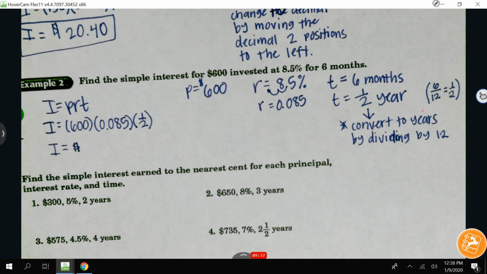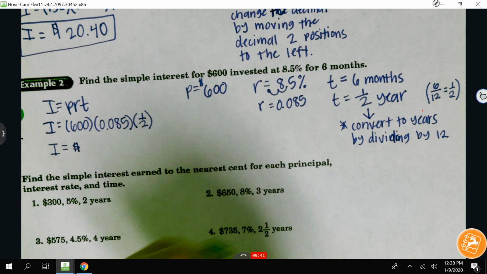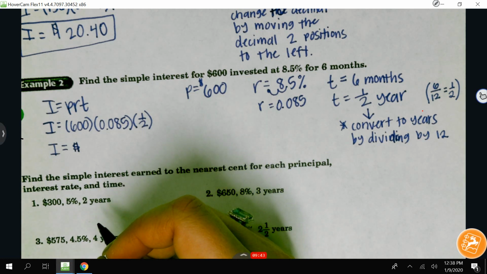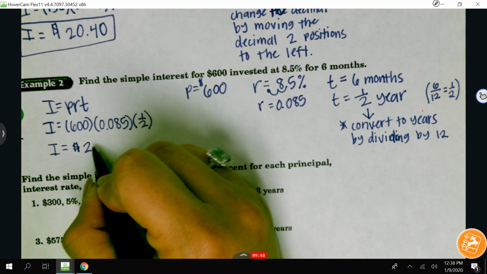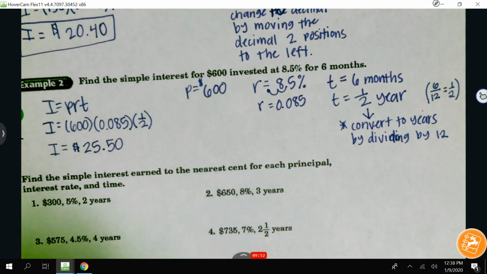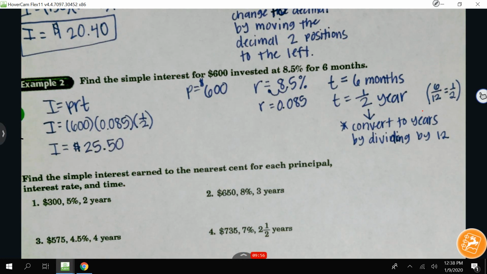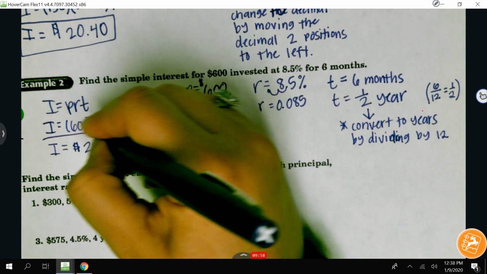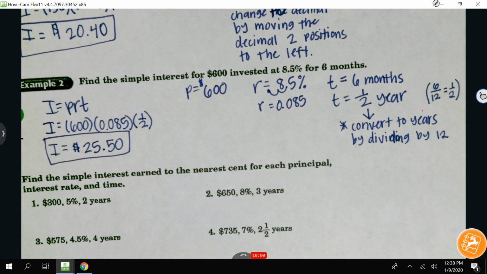And what is it? Heather? 50? Yeah. $25.50. You have to remember to add that 0 to the end. Do not give me an answer, 25.5. I will count it wrong. We should know that by now.